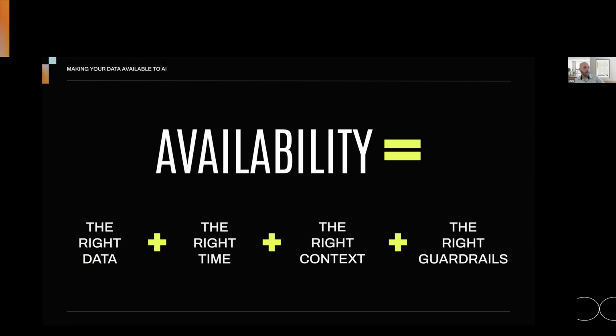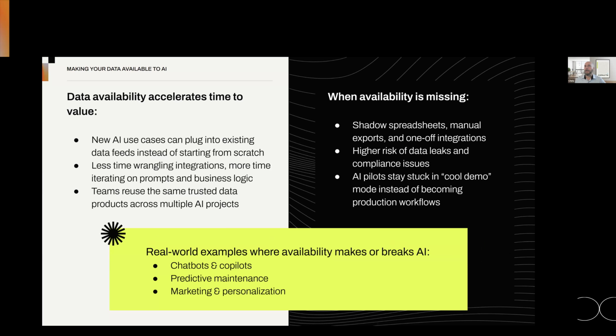So that's kind of my side of it. Now we're going to just let Jeff talk a little bit here about some of the technologies around that and how they can enable availability.